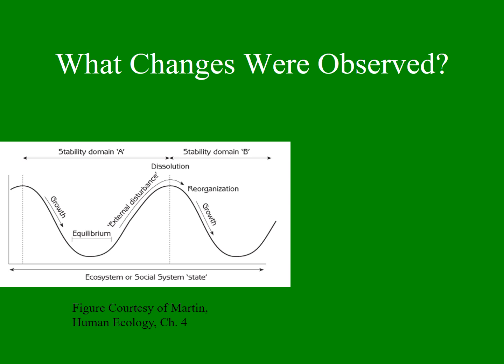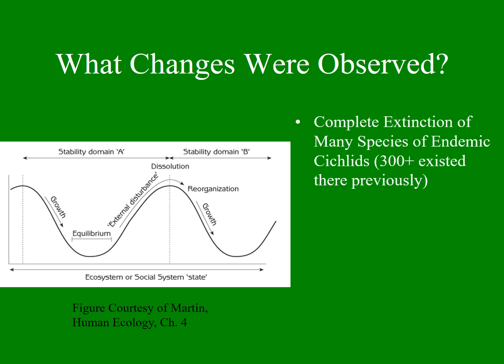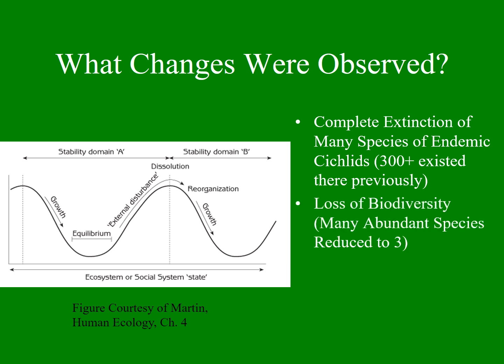So what changes are we seeing in Lake Victoria? Complete extinction of many species of endemic cichlids. Hundreds and hundreds existed there previously, and in that region there's 2,000 distinct species just in the angelfish family. Loss of biodiversity from many abundant species reduced to 3. The native fisheries was basically destroyed.